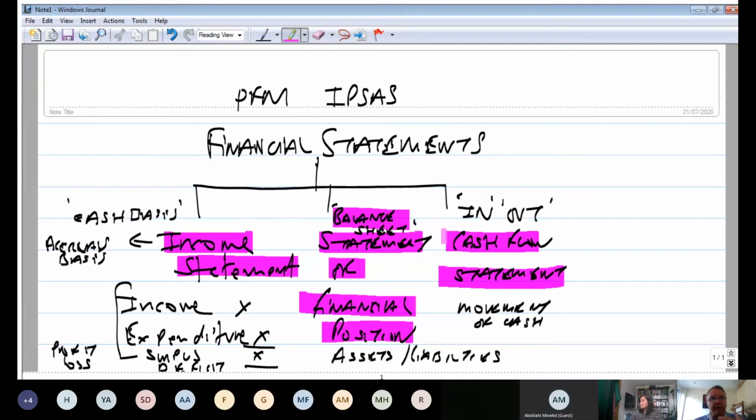So by understanding how the cash IPSAS works at the moment, that'll make it easy for you to understand when you're using the accruals IPSAS later on. Okay, so I hope it gives you an overview of the type of financial statements that I've been referring to, the three main financial statements that you will be moving towards as part of the accruals accounting later on. Okay, we'll just go back now to our slides.